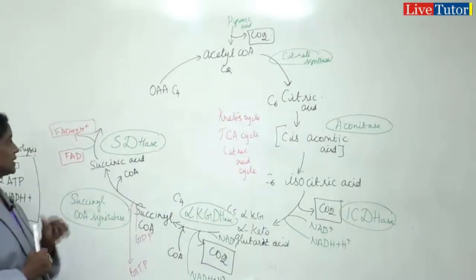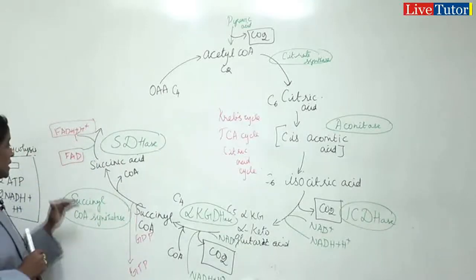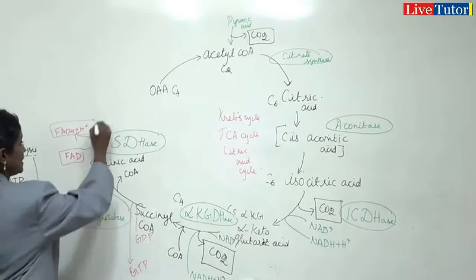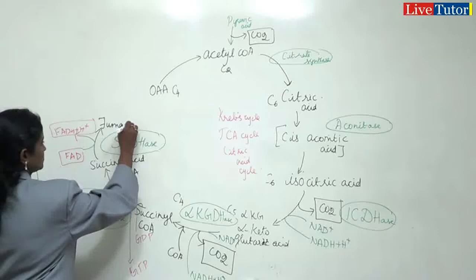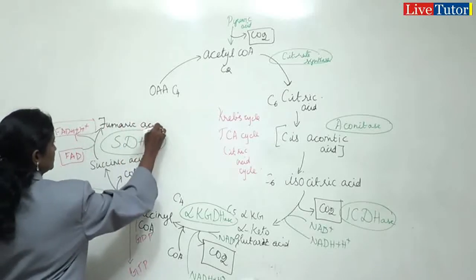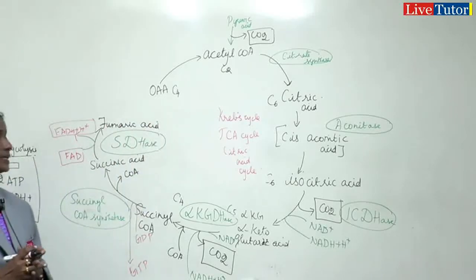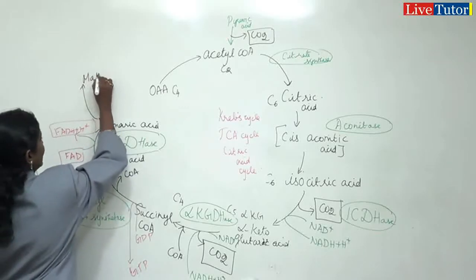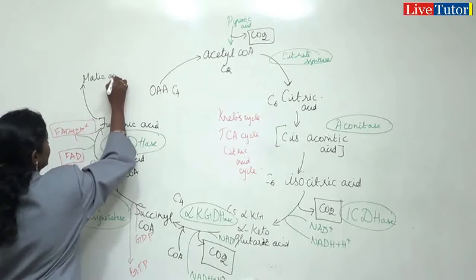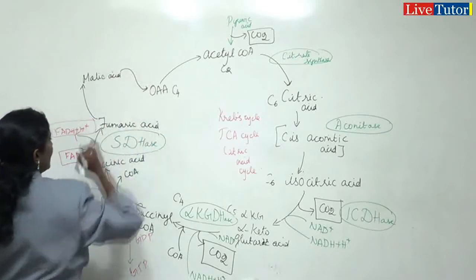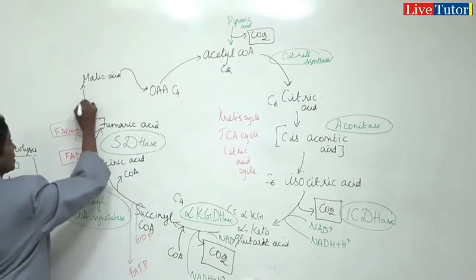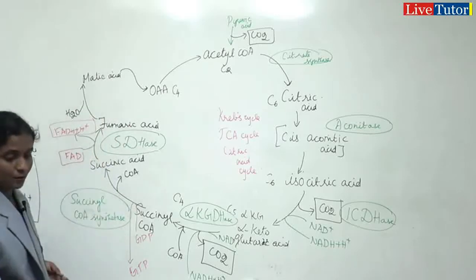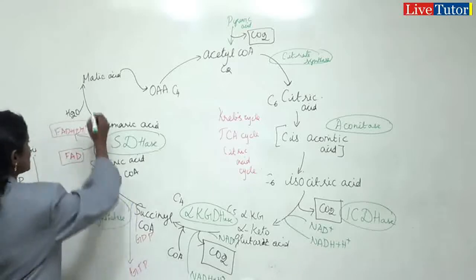Where are we now? Succinic acid. Succinic acid dehydrogenase converts succinic acid to fumaric acid. Then fumaric acid will get converted to malic acid, or malate. And here it involves only water. Water is added. The enzyme which is going to catalyze here is fumarase.